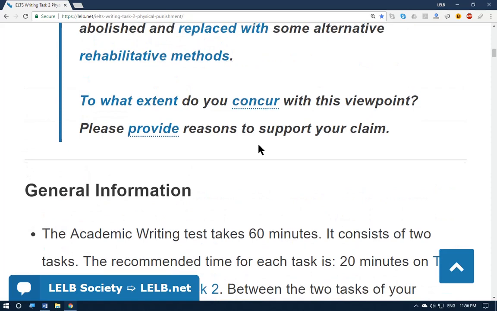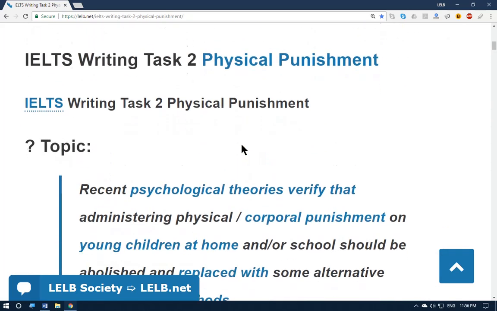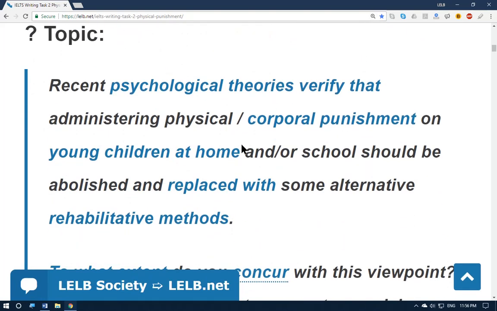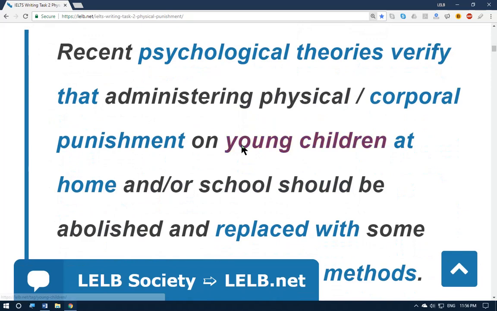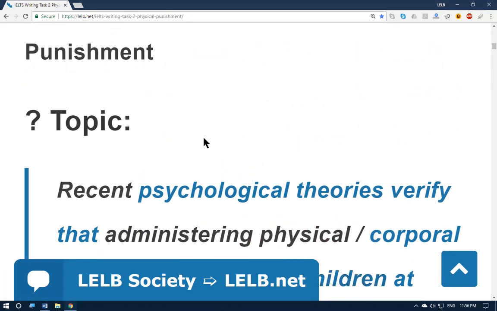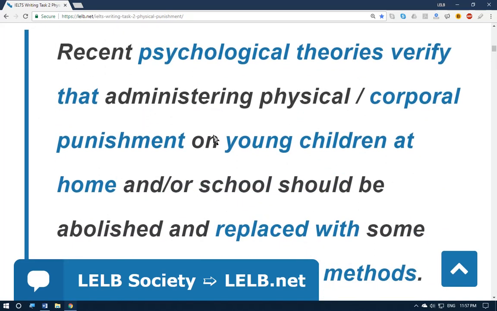we'll go back to the start of this essay, and here is the topic. I can zoom in now. Okay. This topic is for IELTS Writing Task 2, which is more or less an argumentative essay. So, it's about the effect of physical punishment or corporal punishment.